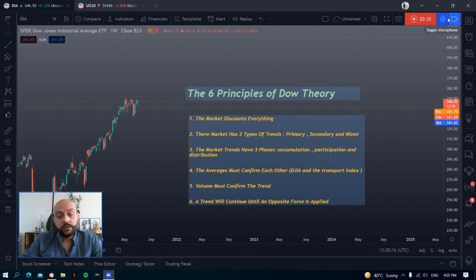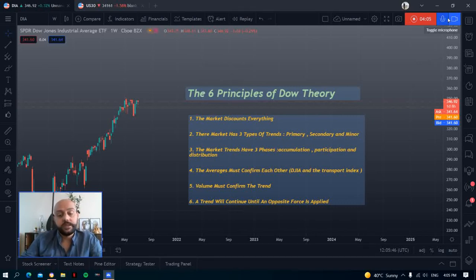The fifth point is volume must confirm the trend. So Dow believed that volume is a secondary indicator to the market, as most of us actually do believe. So when you have a strong uptrend, you expect to see volume increasing with that, as more people start to buy in and the trend picks up momentum. As you can notice, the volume starts to increase more and more, and when the trend starts to die out, the volume starts to drop little by little.